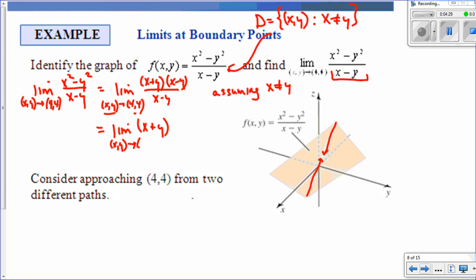And now we can easily calculate this limit. This limit would just be 4 plus 4, which would be 8. So now, I want to look at two different paths.